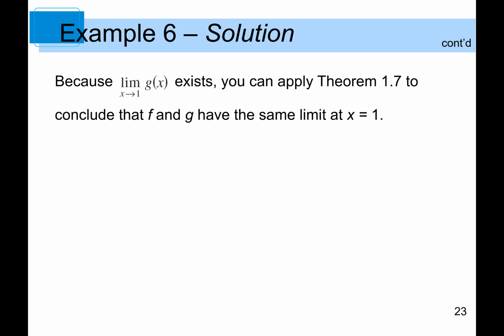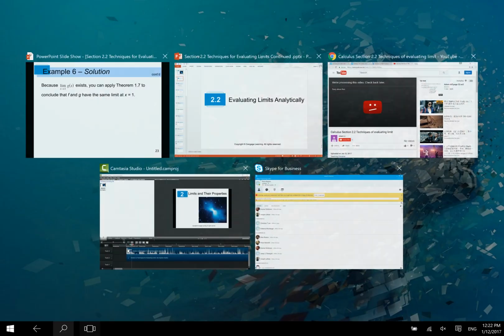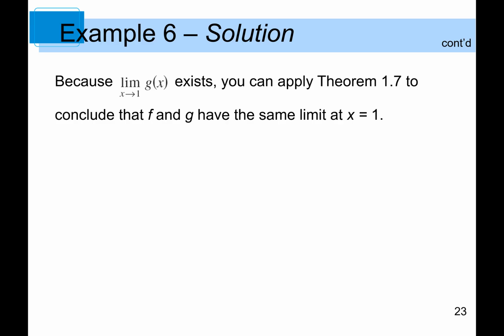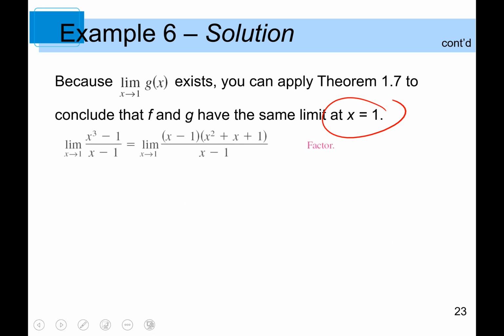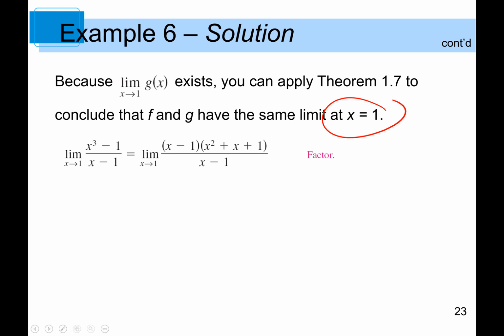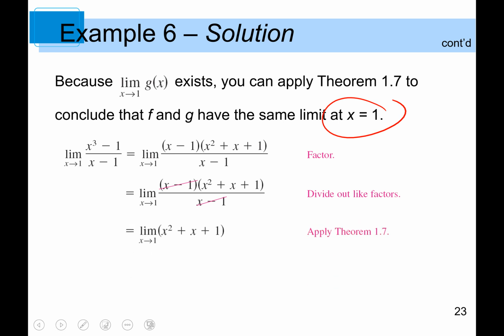Because the limit as x approaches 1 for g of x exists, you can apply theorem 1.7 to conclude that f and g have the same limit at x equals 1. Just a conclusion from the previous example. So factor the numerator, then divide out like factors, cancel like terms on both top and bottom. Then apply the direct substitution, then we get the answer. Okay. So that's how we end up with 3 as the final answer.